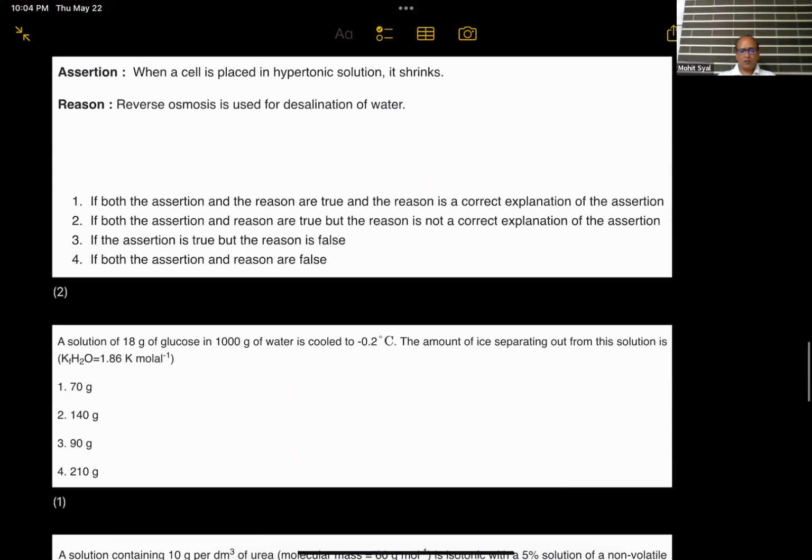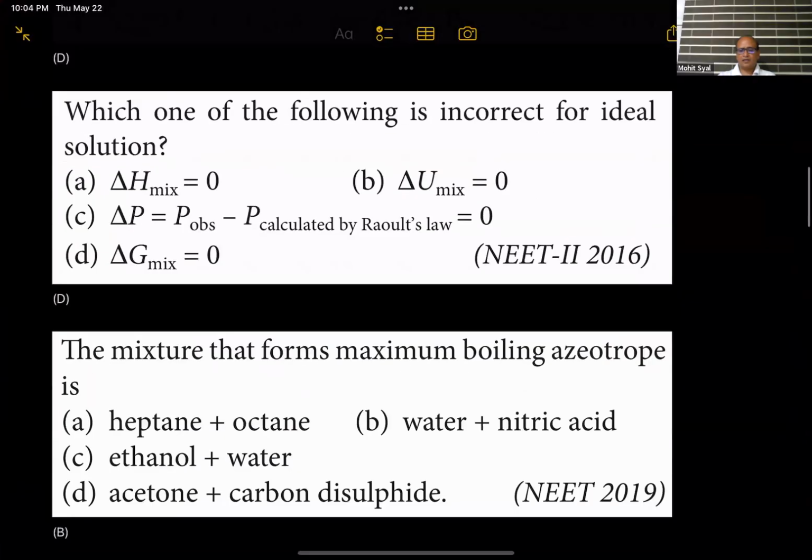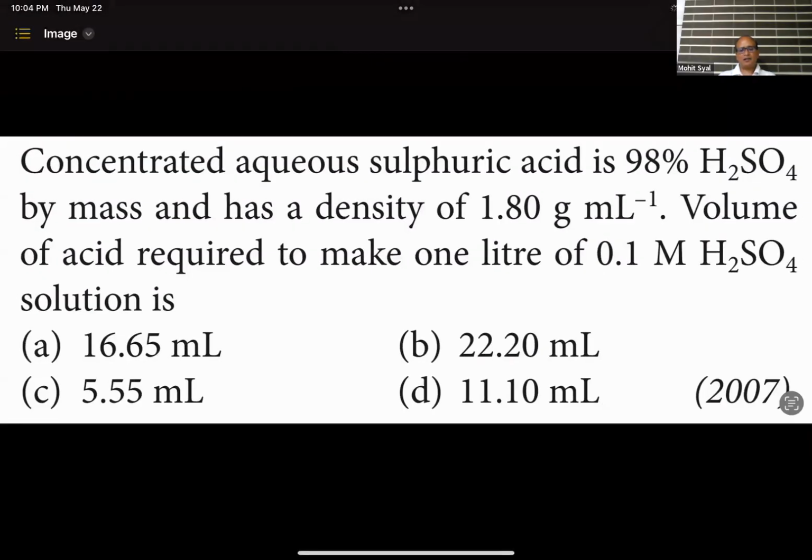So let me take some questions of the colligative properties. And they are also very important. This we have already done. I hope all of you can do it. Just look at the problem and tell me.